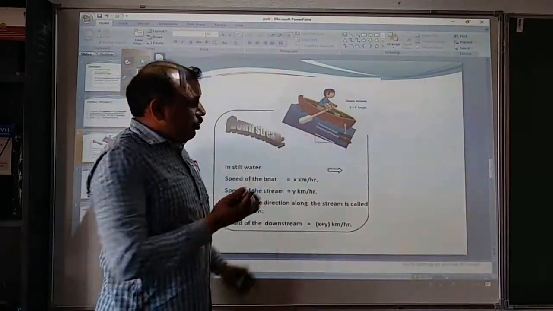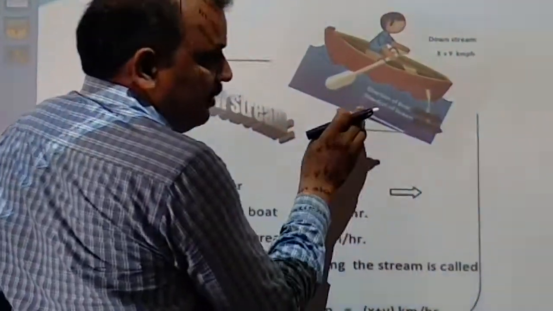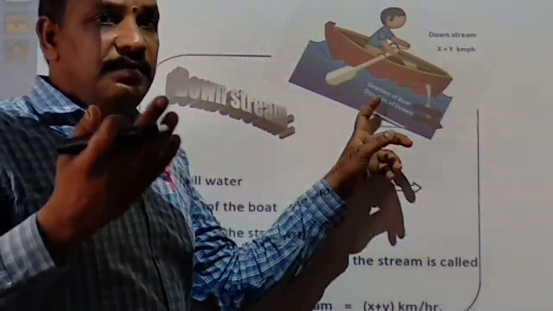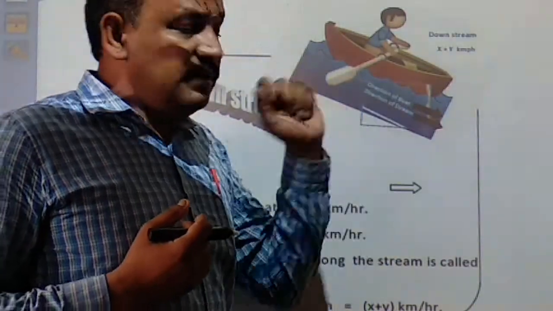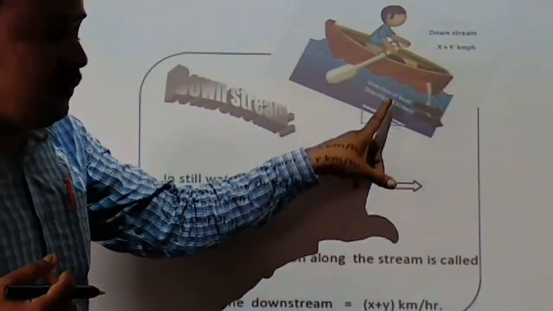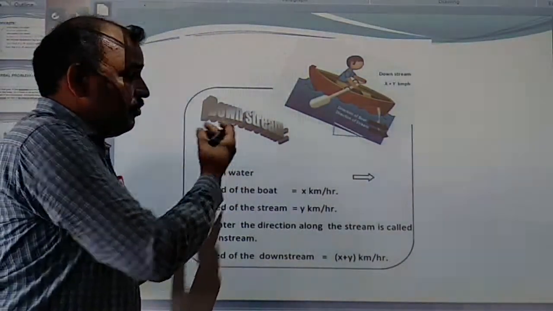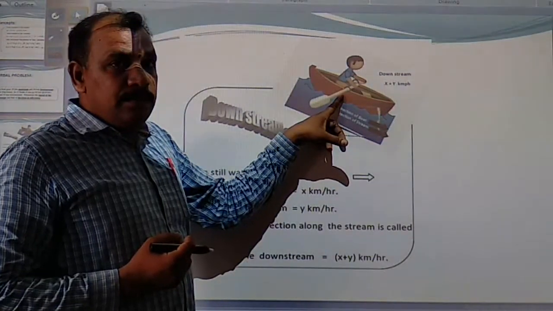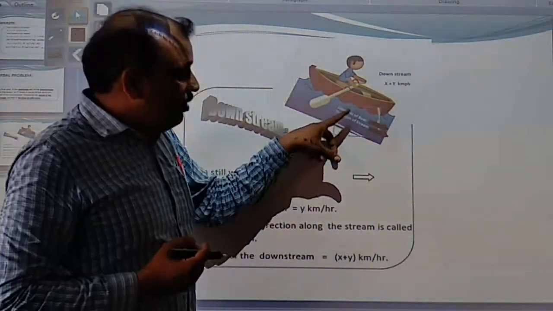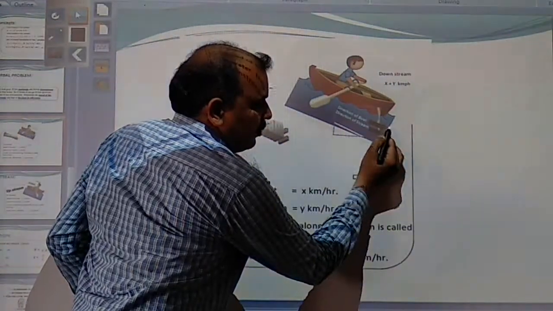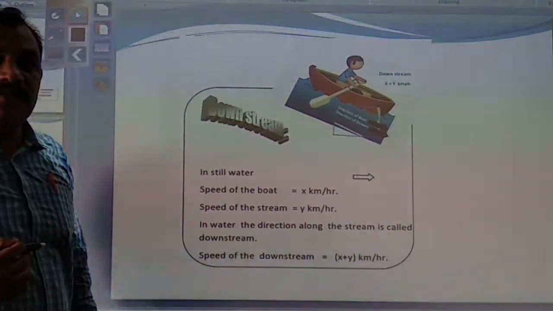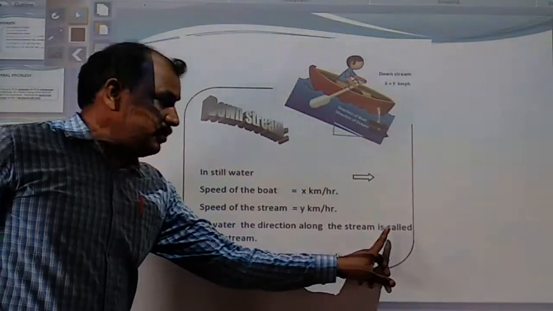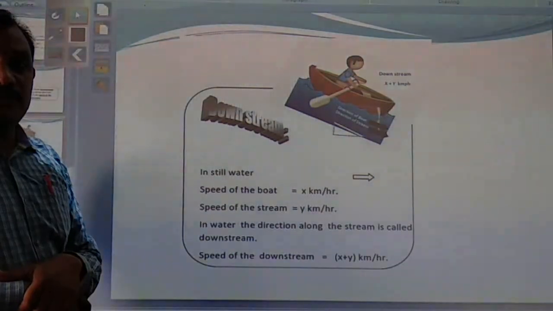The direction of the boat is like this, and the direction of the stream is also like this. Boat and stream have the same direction. Now this is the definition of downstream. In water, the direction of the boat along the stream is called downstream.